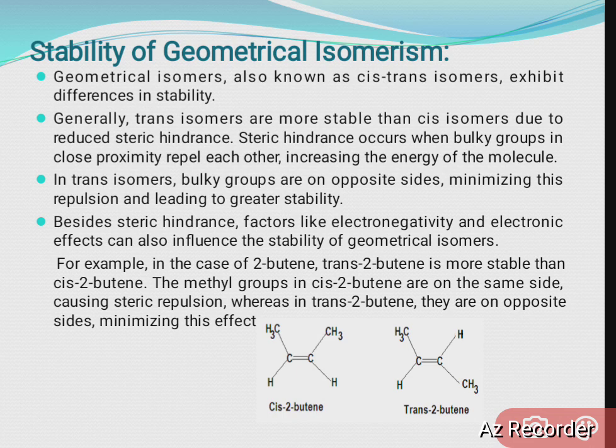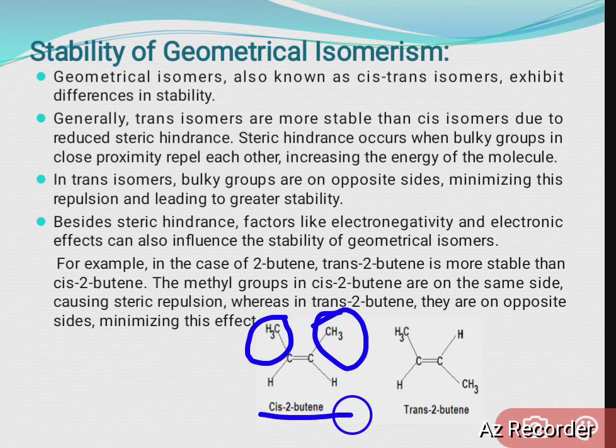Here, see. In the case of the cis isomer, the two bulkier groups are present on the same side. Due to this, there is more steric hindrance. Hence, this increases the energy of the molecule. Due to this, there is a decrease in the stability of the cis isomer.